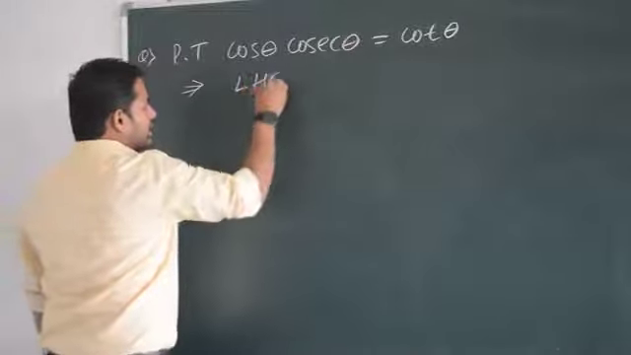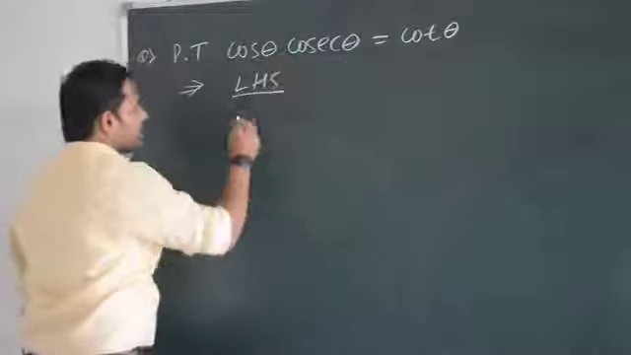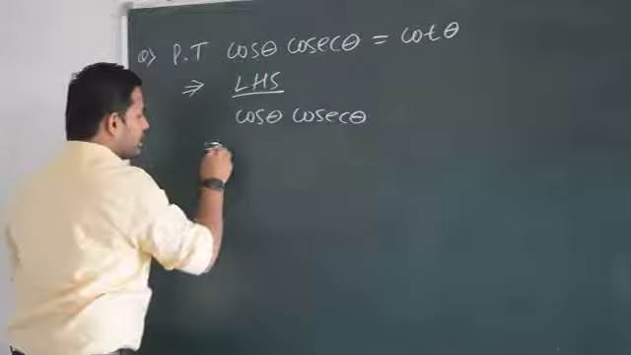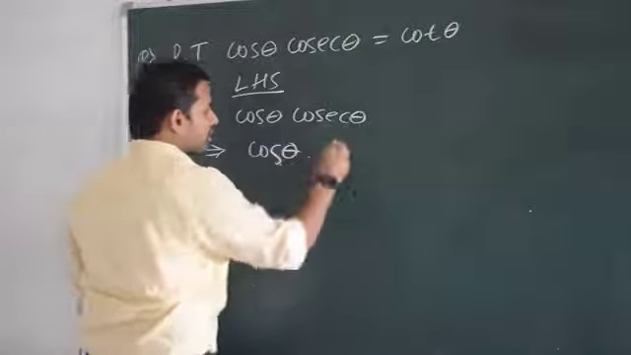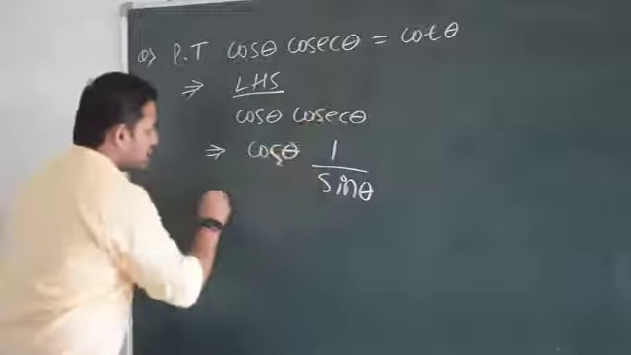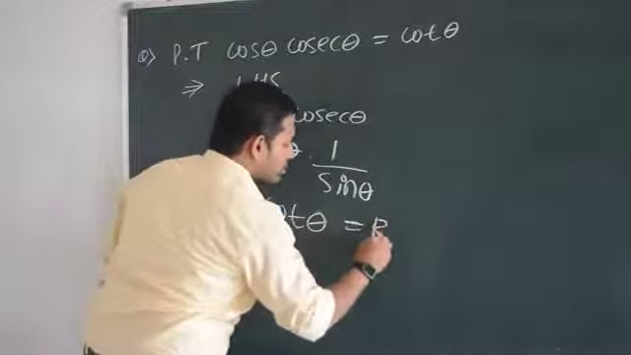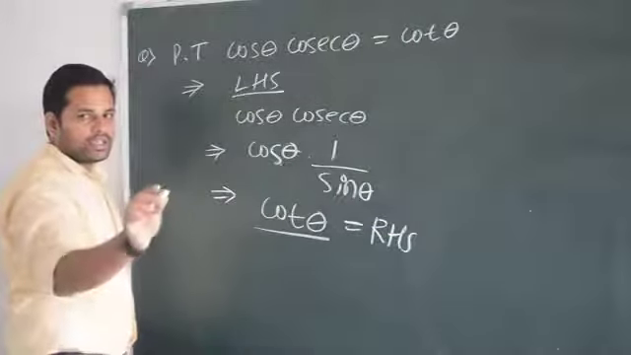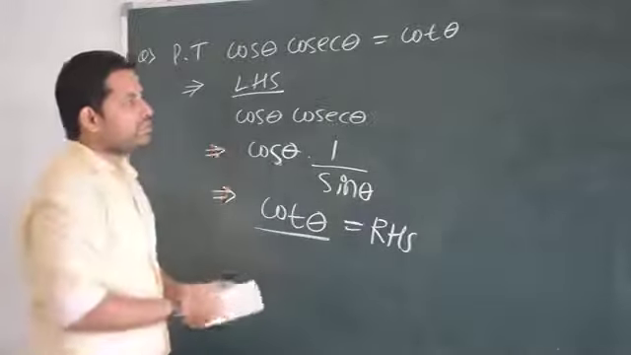So LHS, let us take LHS. By taking left hand side, we have to prove right hand side. So what is the LHS? Cos theta into cosecant theta. Now can I write it as cos theta into this cosecant theta, which can be written as 1 by sin theta. Of course, cosecant theta is equal to 1 by sin theta. So cos theta divided by sin theta becomes cot theta, which is equal to RHS. We have solved this. Very simple, right? We haven't used the trigonometric identities yet. This is one of the simplest questions which we are solving.